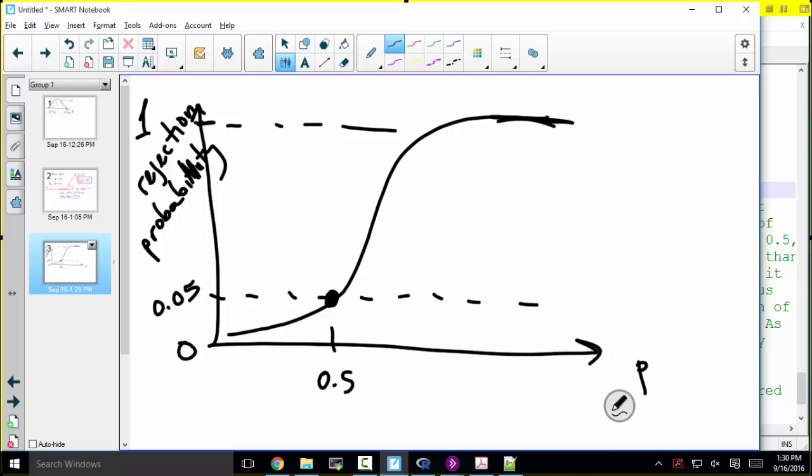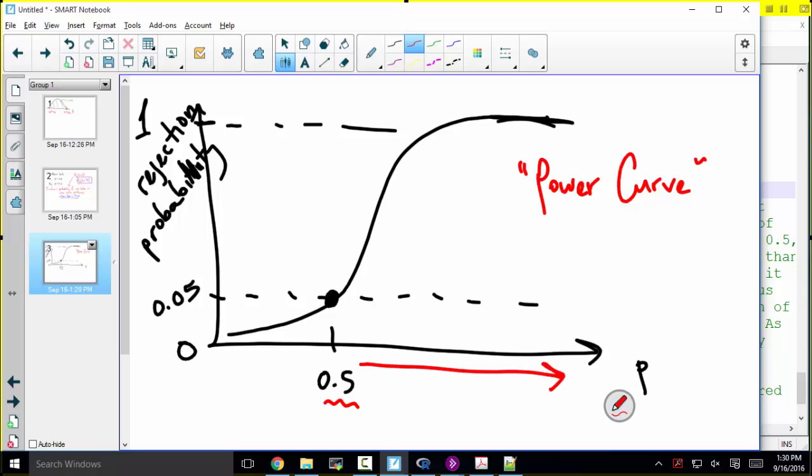This is called a power curve. Power is the probability that you reject the null hypothesis when you're supposed to, when you should. You should not reject it if p is 0.5, but anywhere out this way, you should reject the null because it's not true. As p gets further and further away from the null, it gets easier and easier to tell. That's why the S curve is going up and up and up towards 1. Okay, it's called a power curve.